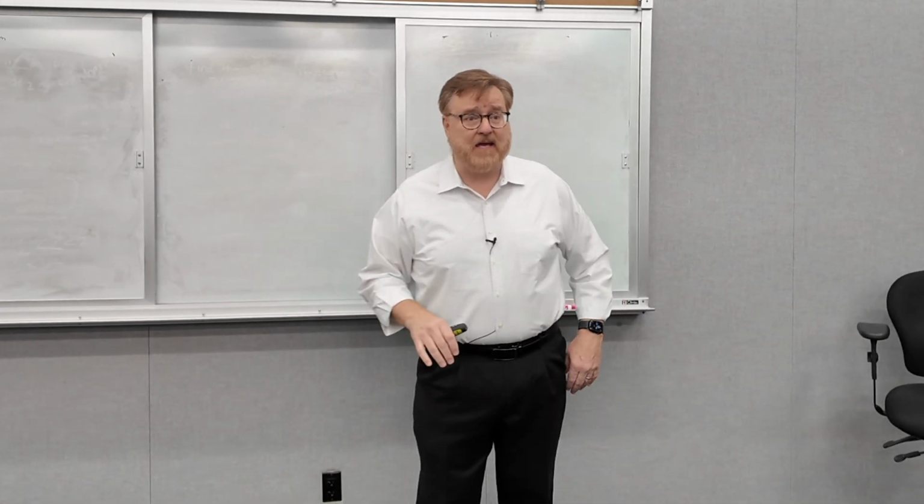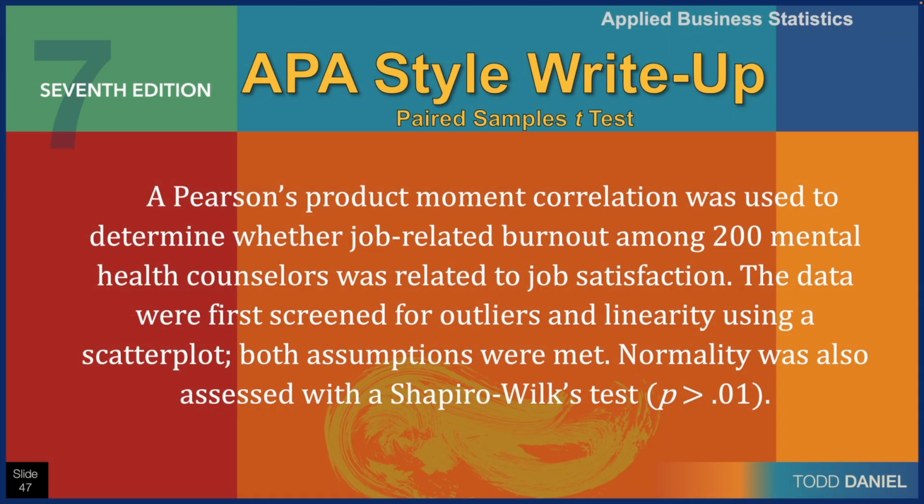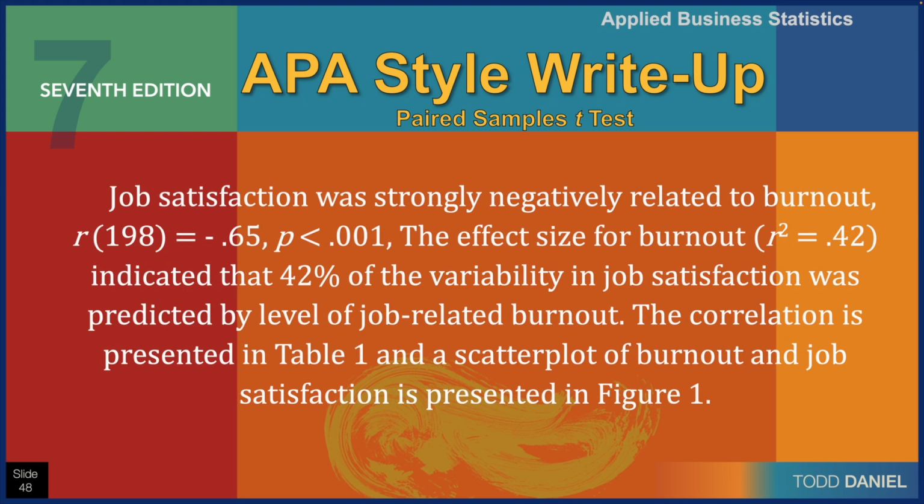Here's how I'd write this up in APA style. A Pearson's product moment correlation coefficient was used to determine whether job-related burnout among 200 mental health counselors was related to job satisfaction. The data were first screened for outliers and linearity using a scatter plot. Both assumptions were met. Normality was assessed with a Shapiro-Wilk test, the probability greater than 0.01. Job satisfaction was strongly negatively related to burnout, with our R, under 98 degrees of freedom, is a negative 0.65, probability less than 0.001. The effect size for burnout, 0.42, indicated that 42% of the variability in job satisfaction was predicted by the level of job-related burnout.